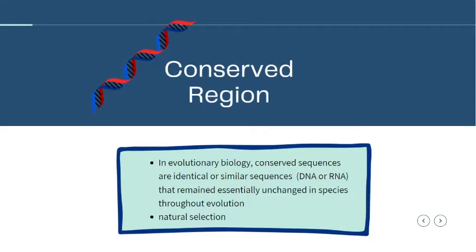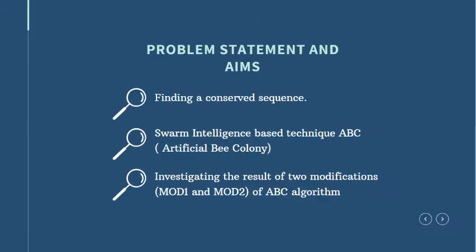A conserved region in evolutionary biology is a sequence of either DNA or RNA that remains unchanged in a species throughout the evolution. Also, this conserved region is something that is maintained through a natural selection process.